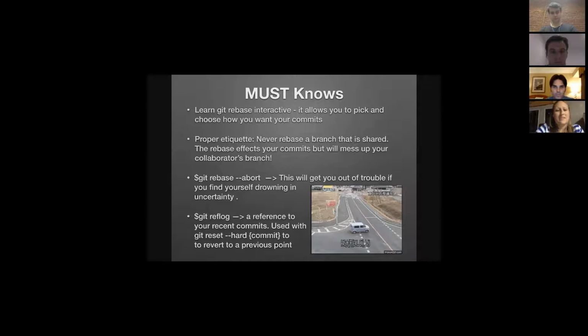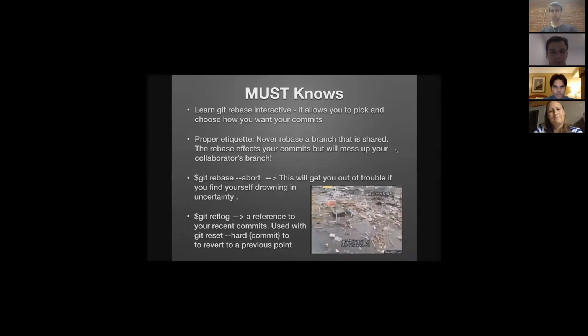One of the biggest things I found useful was git rebase --abort. This will get you out of trouble if you find yourself drowning in uncertainty. It was definitely helpful. I did that a lot when I just felt like it wasn't going to go well. And then git reflog, a reference, it references all your recent commits. So it's kind of like log, but a little nicer.